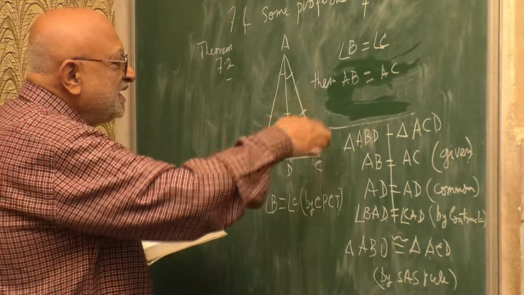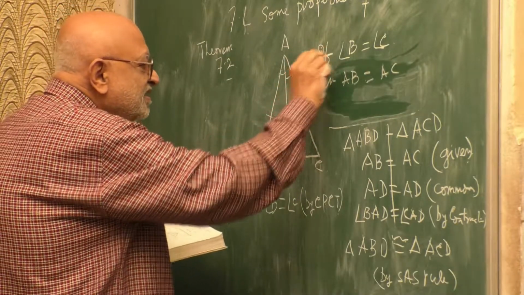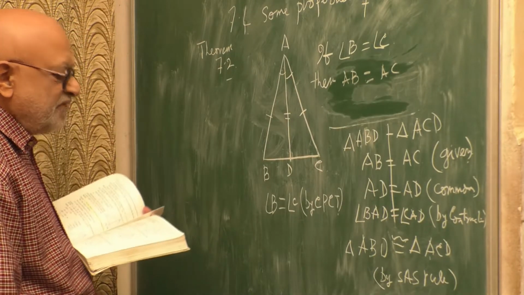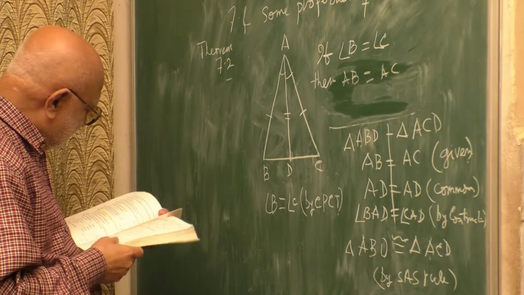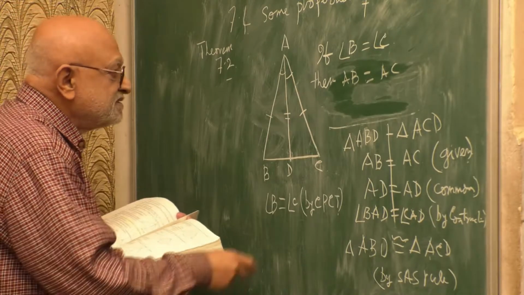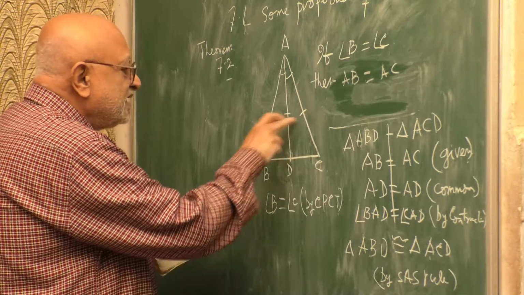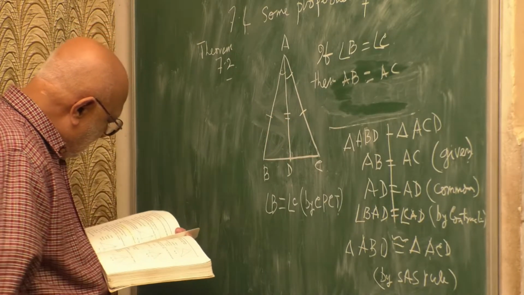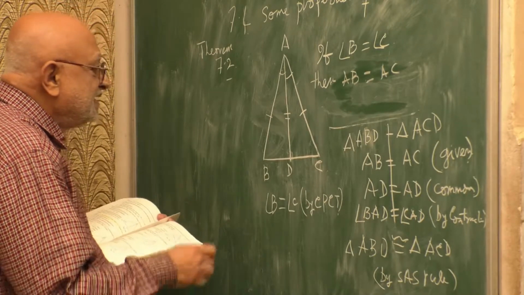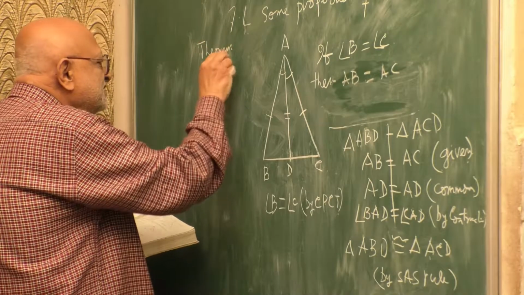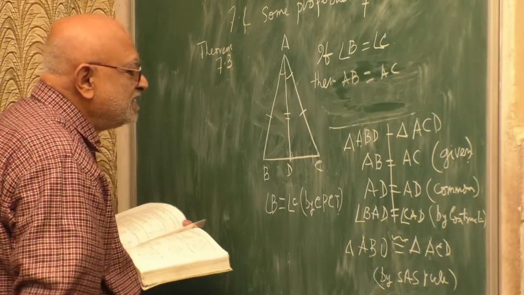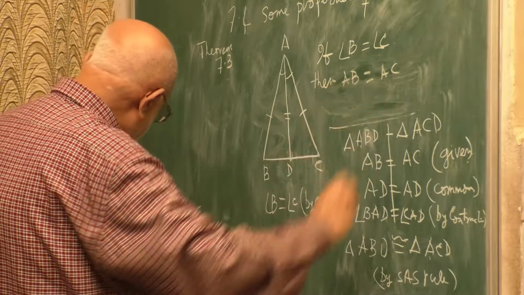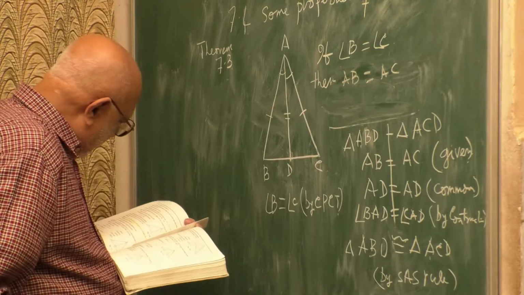So if angle B is equal to angle C, then AB equal to AC. So that is your, the sides opposite to equal angles are equal. Okay. So now this becomes theorem 7.3. If angle B equal to angle C, then AB equal to AC.